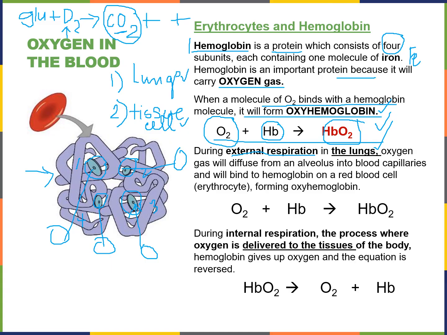So this is one of the gases. On another slide, we will talk about what happens to carbon dioxide. But both of these exchanges will occur at the same time. When I say both, I mean oxygen will be loaded into blood and carbon dioxide will be unloaded from the blood in the lungs.